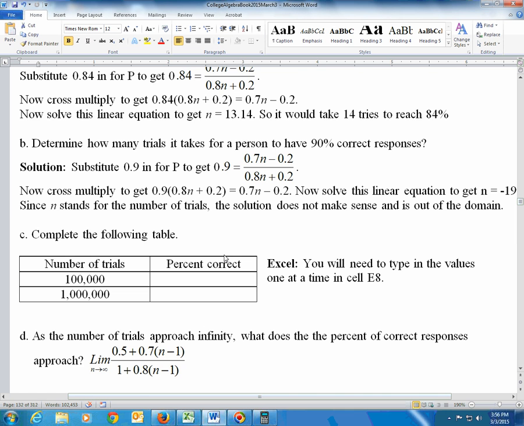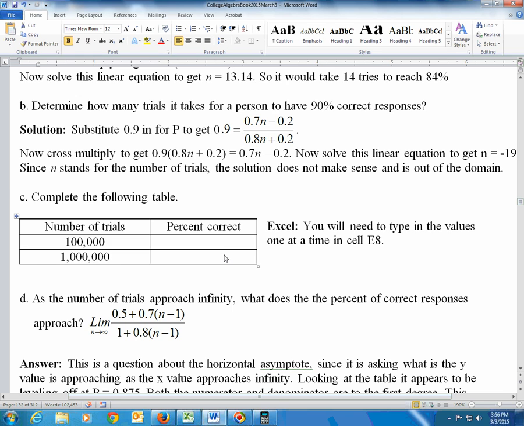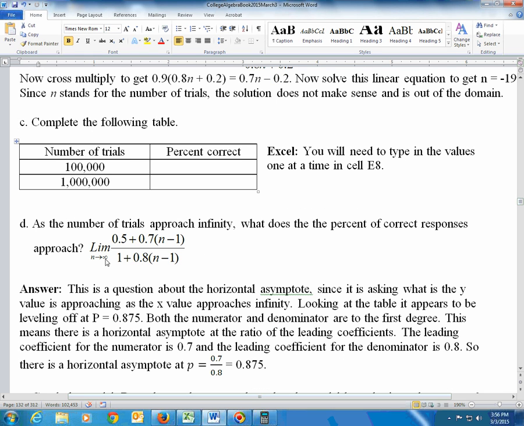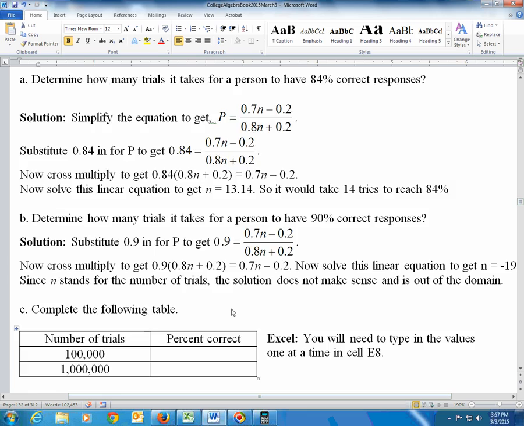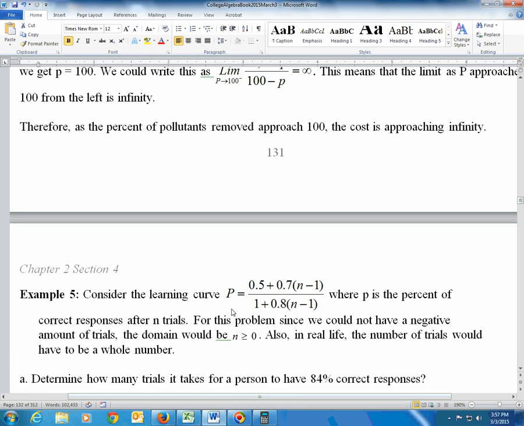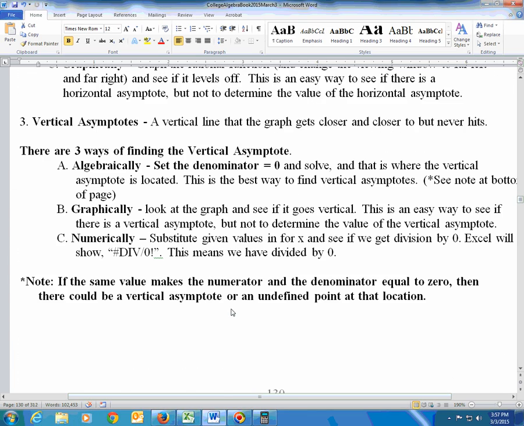Okay. So now, what is the limit as n approaches infinity? In other words, if the person gets more and more trials, what percent correct should he get? You might think 100%, but not all tests can you reach 100%. So on this, anytime the independent variable is approaching infinity, you're looking for a horizontal asymptote. How do you find a horizontal asymptote? Well, that's from right here on this, horizontal asymptotes.